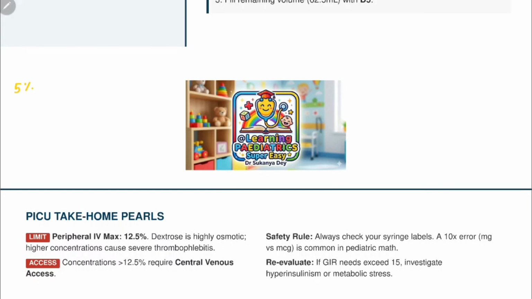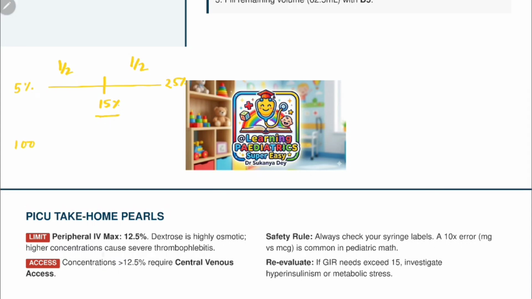We have 5% and 25%. So what will be the center? 25 minus 5, that is 20, divided by 2, 10. 15% is the center. So if you have to prepare a 15% concentration fluid, you have to mix half of 25% fluid and half of 5% fluid. That will create a 15% mixture.